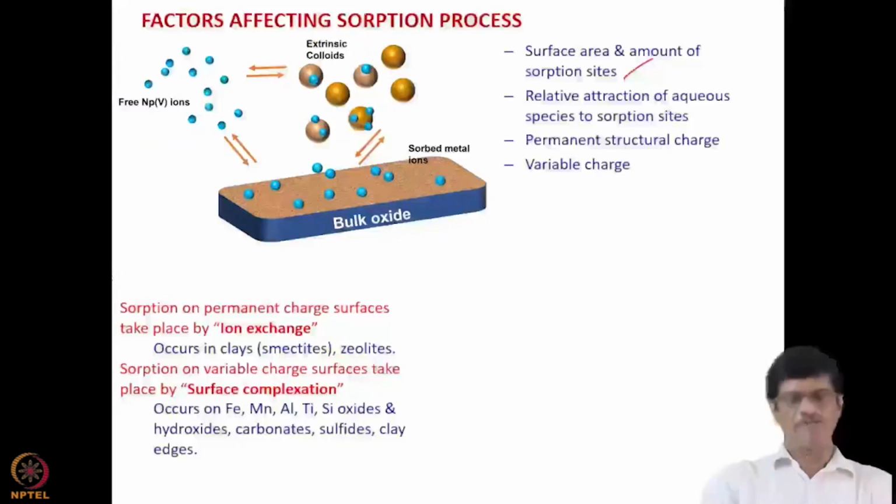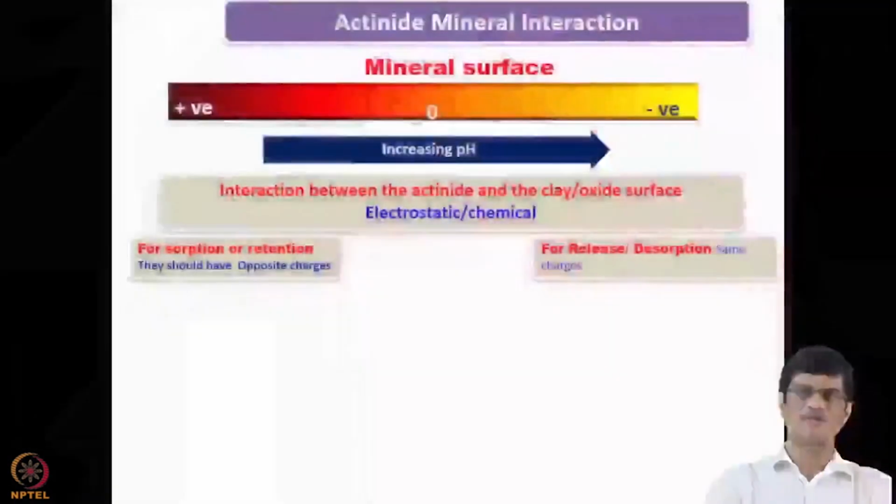Now this binding can be by ion exchange, where the actinide ion gets exchanged with an ion present on the mineral surface. This is called ion exchange, or it can be by something called surface complexation. The mechanism of surface complexation I will be discussing in one of the subsequent slides. Surface complexation can take place on the surface of iron, manganese, aluminum, titanium, or silicon oxides, which have hydroxide, carbonates, or sulfides at the clay edges.